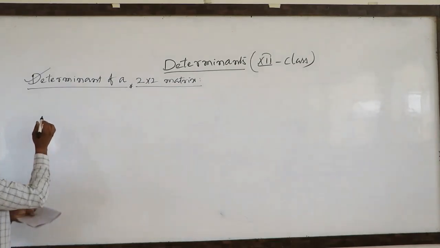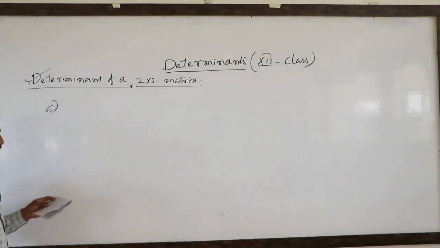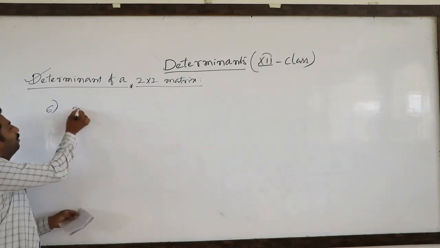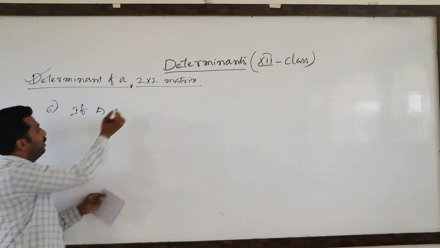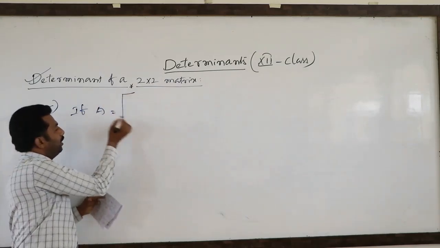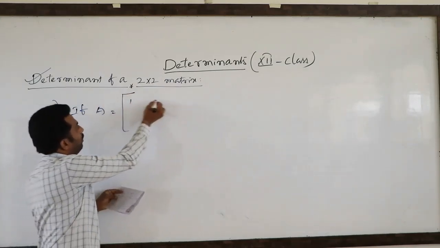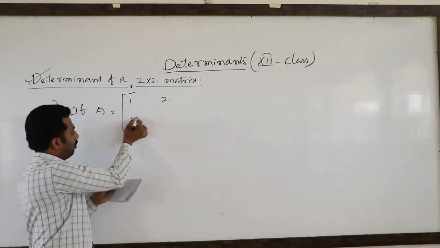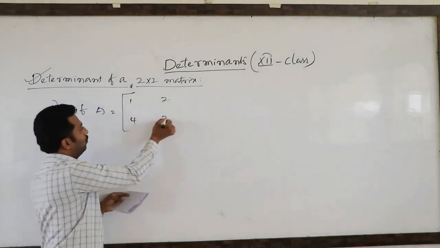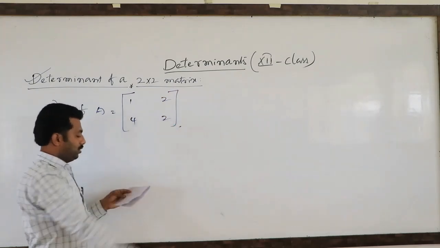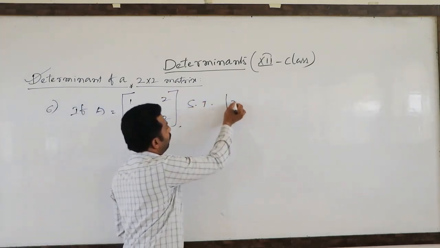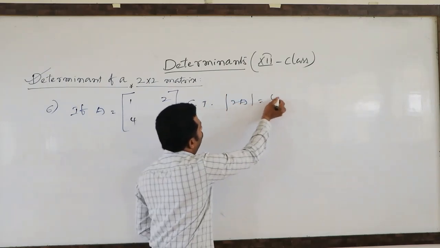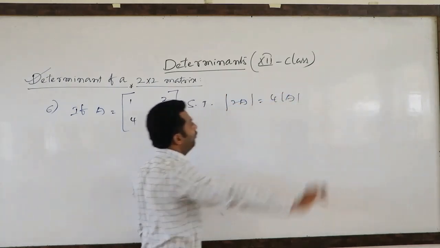Then in the exercise, question number 6. What they are asking, if you have the textbook, you can see. That is, if A equal to 1, 2, 4, 2, then show that determinant of 2A equal to 4 into determinant of A. We have to prove this.